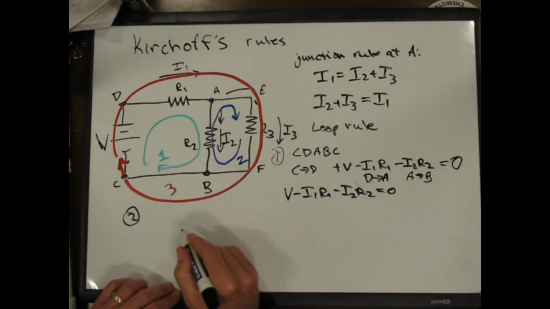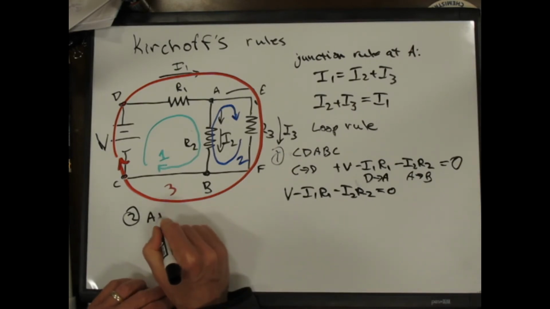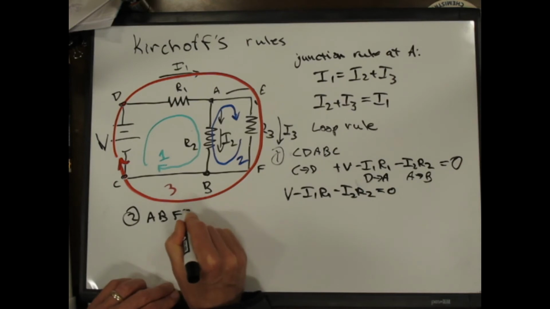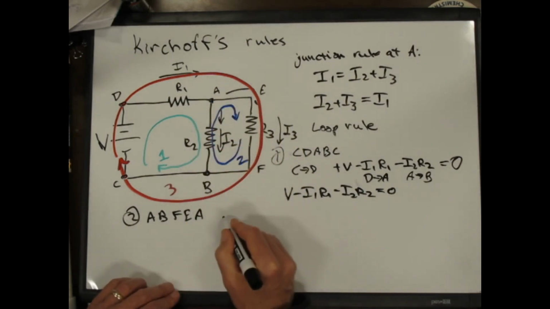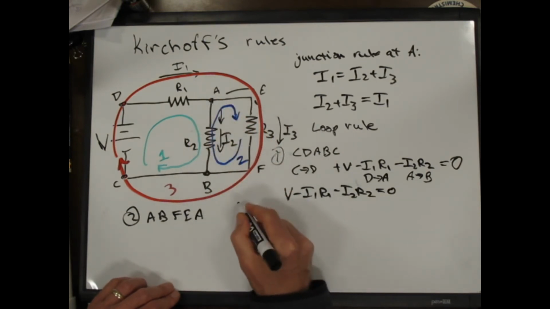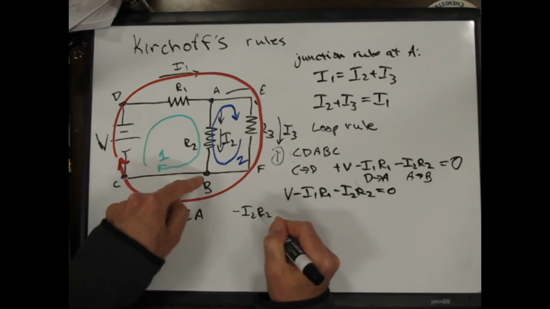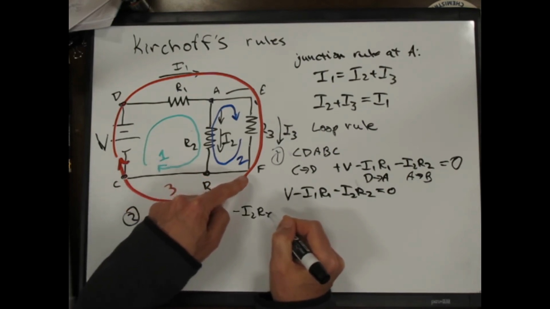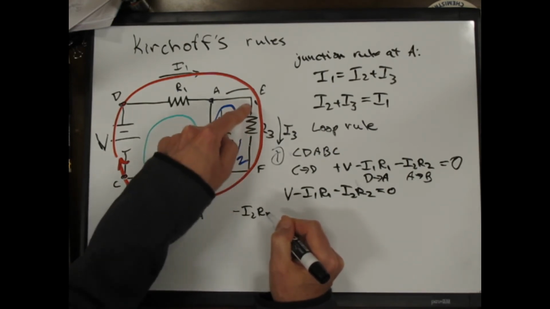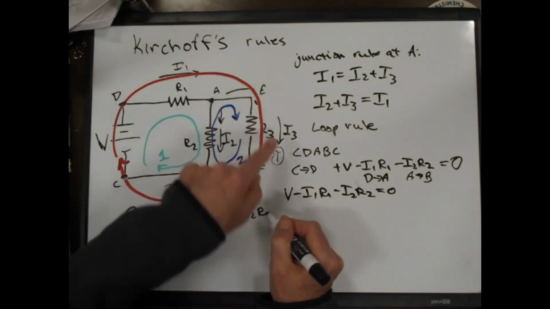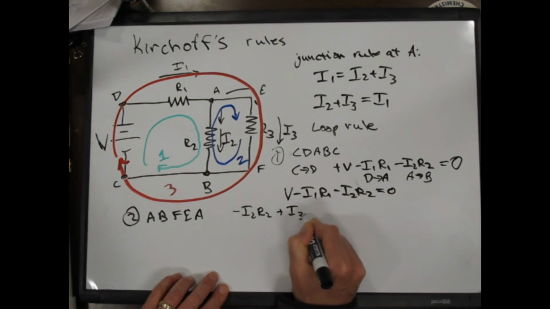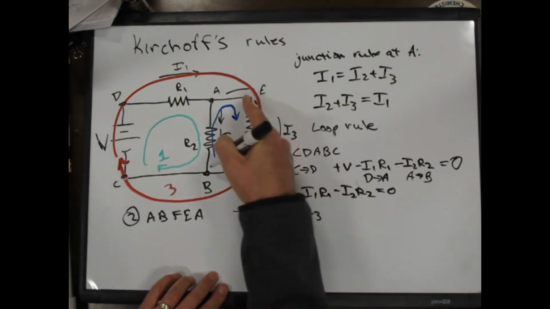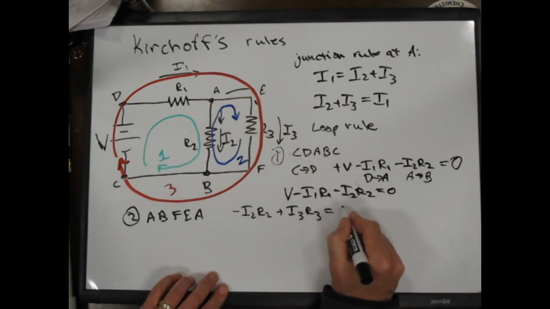And so we can pick anyway. Let's go A, B, F, E, A. So we're going to go around the loop this way. I'm going to say, look, if I'm going from A to B, it's minus I2 R2 because I went in the direction of the current. B to F has no change. F to E, now my resistor is here, but my current's going the other way, so it's plus I3 R3, and that gets me back to my starting point equals 0.